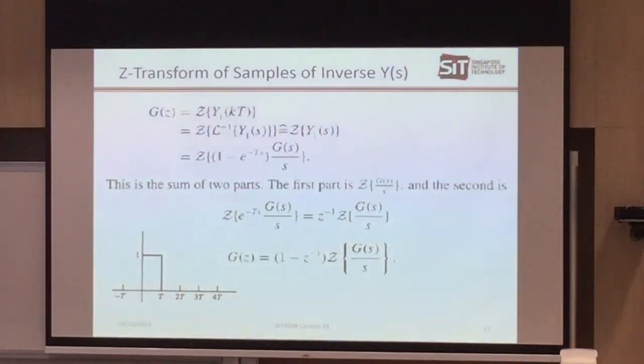The reason we get this one is not because we convert this one to be 1 minus e power minus Ts. If we put this one into two parts, one is G(s) divided by s. The other part is we look at this, and for this one is equivalent to a time delay. Because if we do a Z transform of this part, and later we combine again.